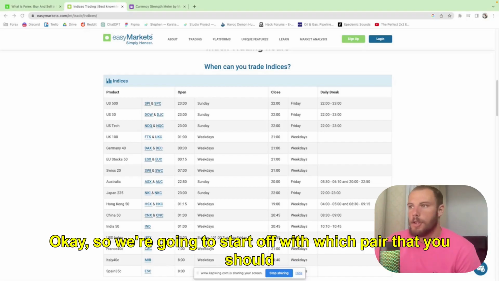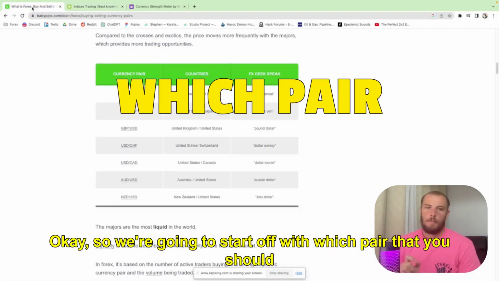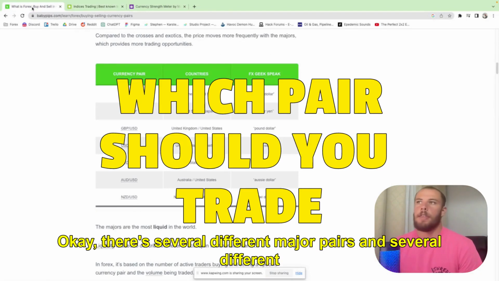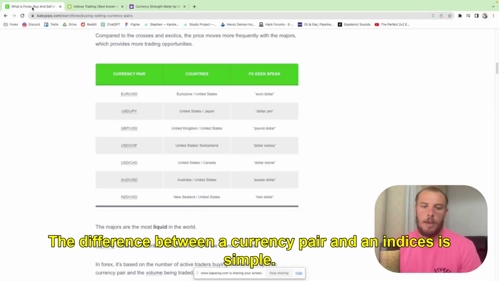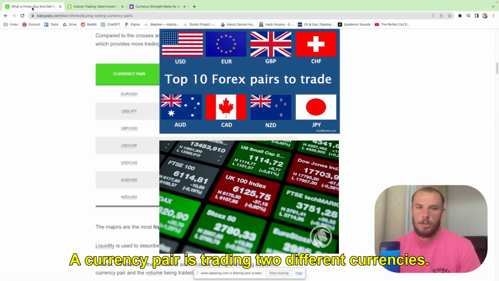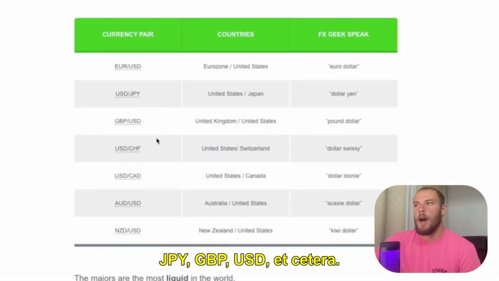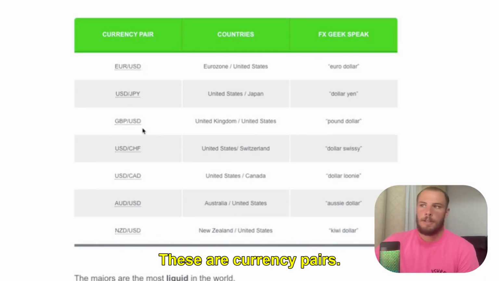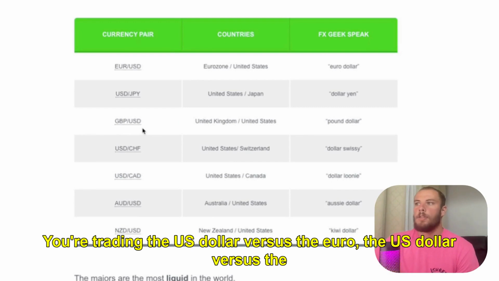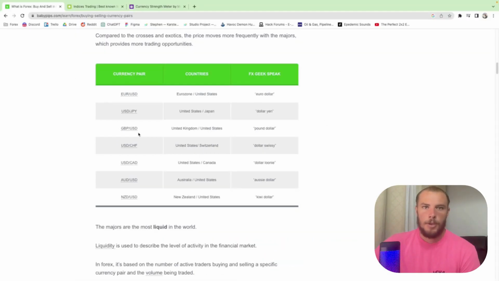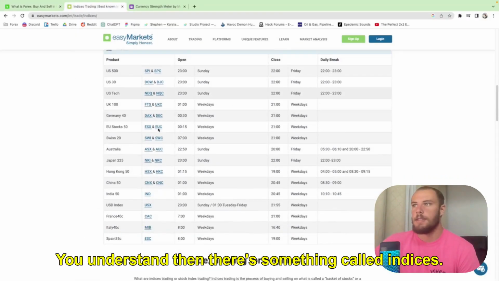Okay, so we're going to start off with which pair that you should trade. There's several different major pairs and several different major indices. The difference between a currency pair and an indice is simple. A currency pair is trading two different currencies. For example, you can see on my screen that you have EUR USD, USD JPY, GBP USD, etc. These are currency pairs. You're trading the US dollar versus the euro, the US dollar versus the Japanese yen. You understand. Then there's something called indices.